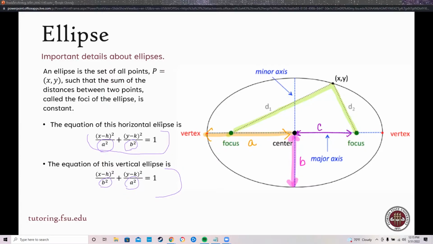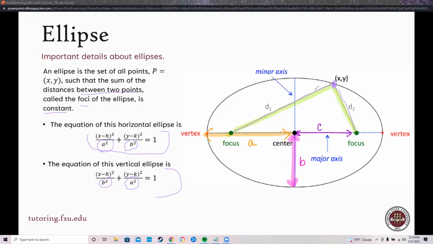So the actual definition for an ellipse, other than the simple one of it's an elongated circle, is that an ellipse is the set of all points such that the sum of the distances to two points, called the foci, is constant. Basically, if you look at this triangle with D1 over here and D2 right here, it's an ellipse if these two distances, which are different, always add up to a constant no matter where we move this point.